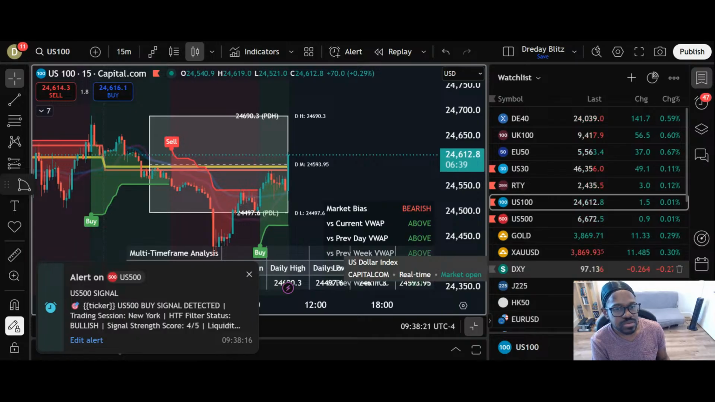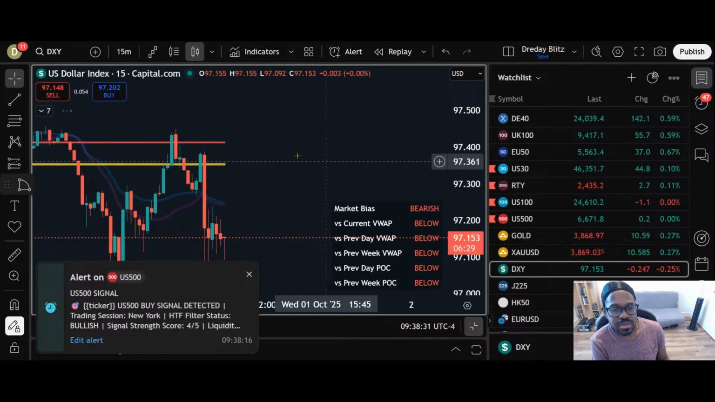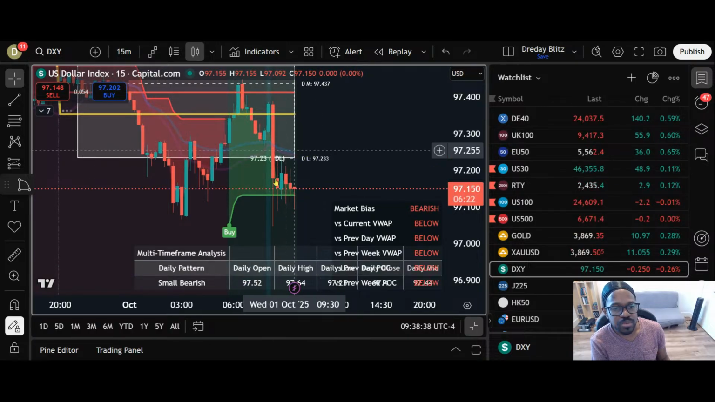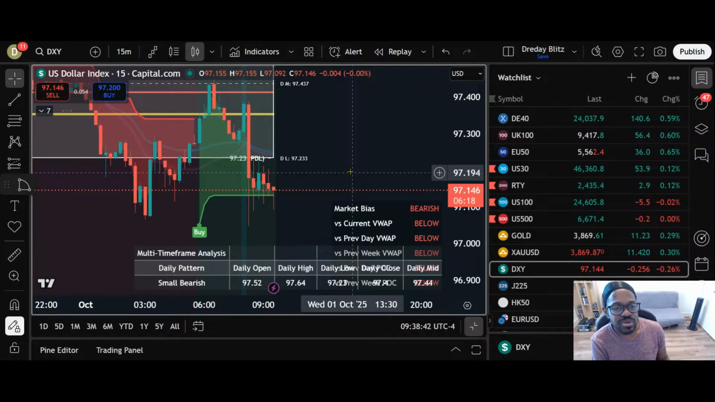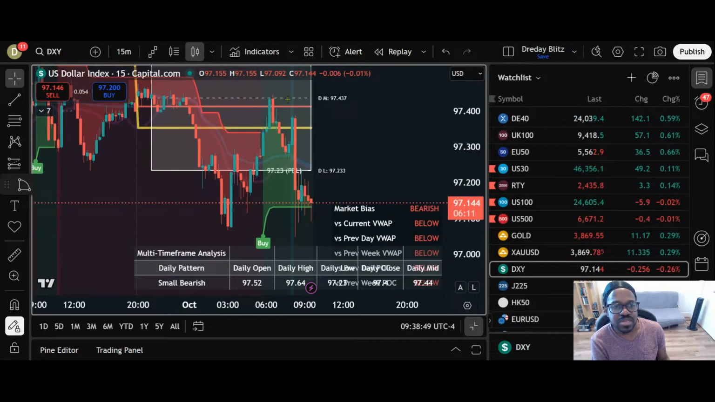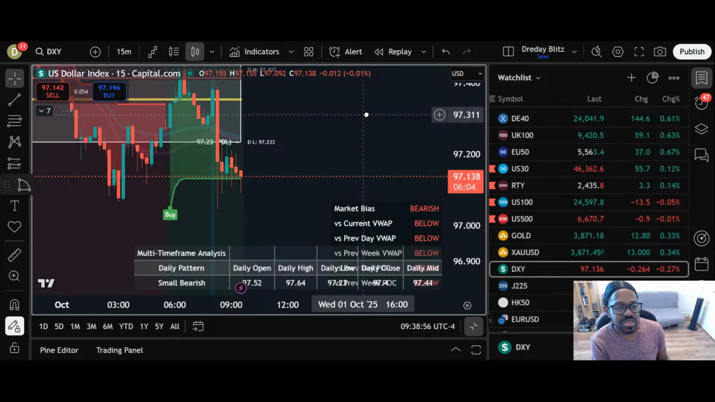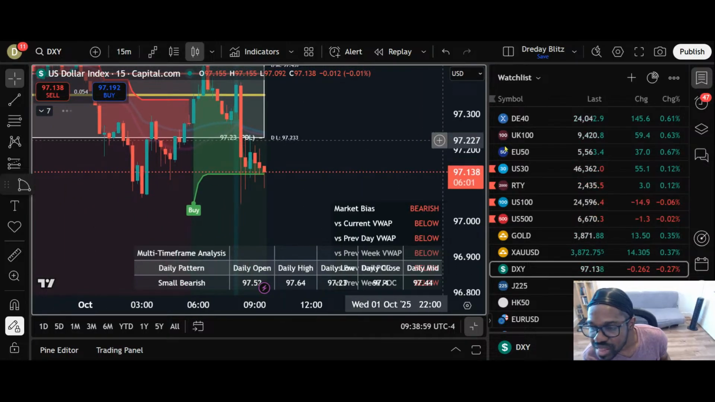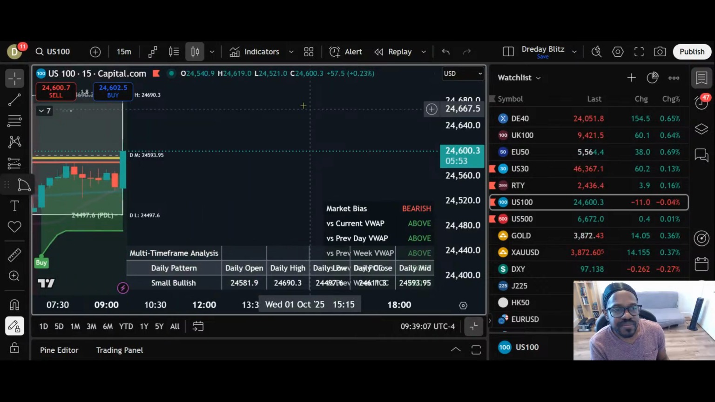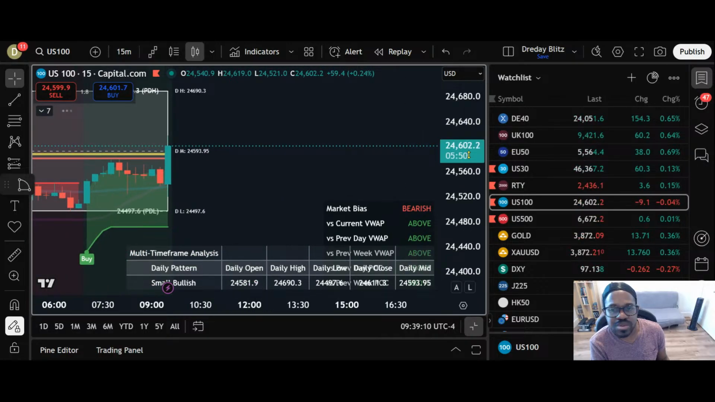But if we look at DXY, let's see. Currently DXY is trading below previous day low and doesn't seem to be going higher than that. The previous POC and VWAP are way above the price action. So everything is looking bearish on the Dixie, the US dollar. All right, so right now it went back to that medium price.